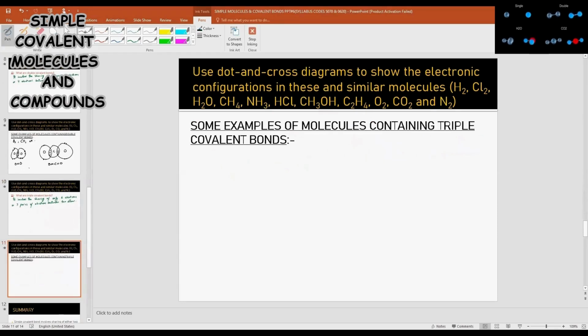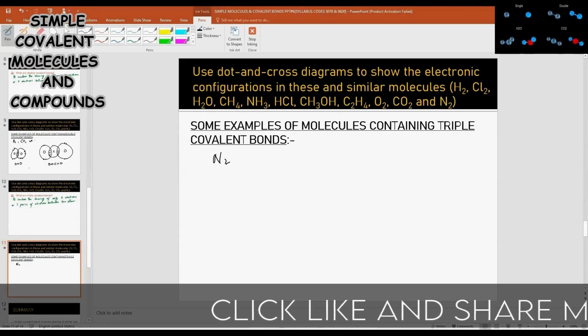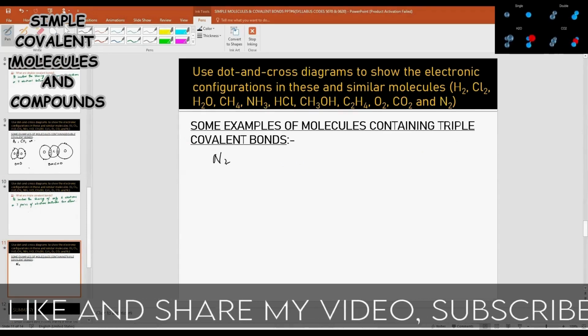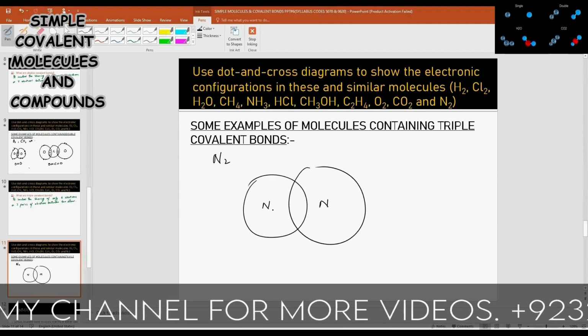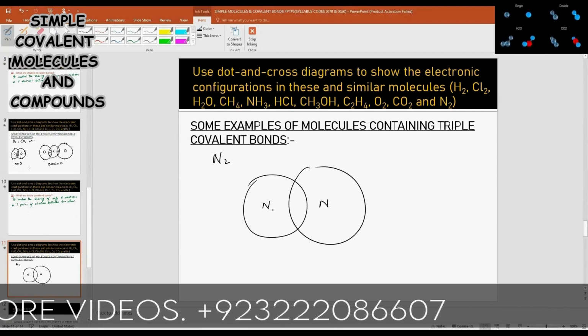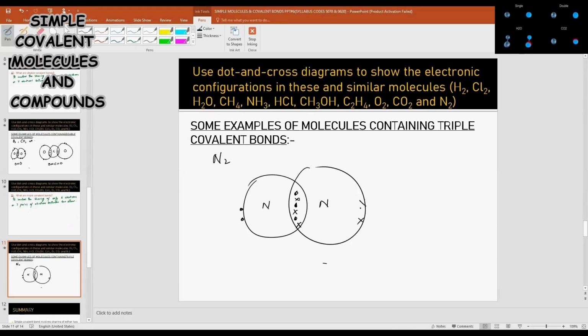Let's see the example. A perfect example is N2, the nitrogen molecule. Each nitrogen atom needs 3 electrons to complete its valence shell, so both will offer 3 electrons to each other. The dot and cross diagram: let's draw the valence electrons for this nitrogen, 1, 2, 3, 4, 5. For this one, 1, 2, 3, 4, 5. There are 3 pairs of electrons shared, so I'm going to show it in this way, with 3 dashed lines.